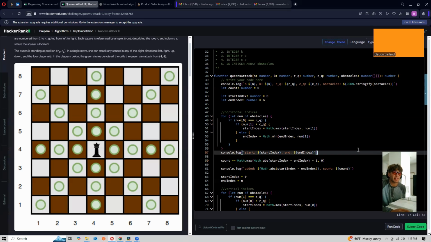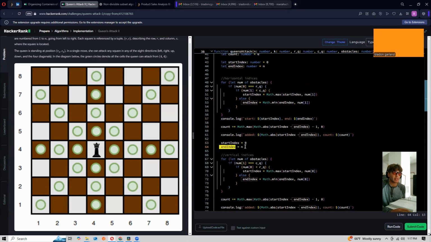Here we do the exact same thing. We reset the start and stop indices, roll through the for loop, and do the exact same process again. And then we move to the diagonals, and the diagonals are very tricky.